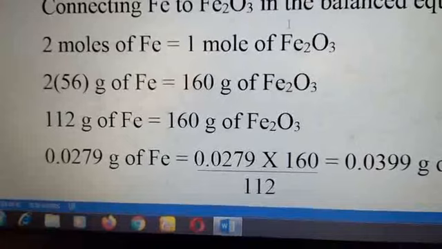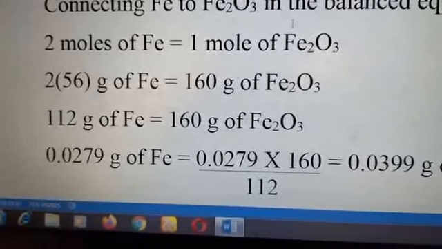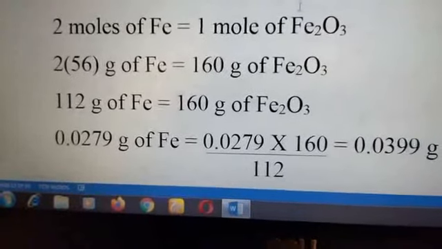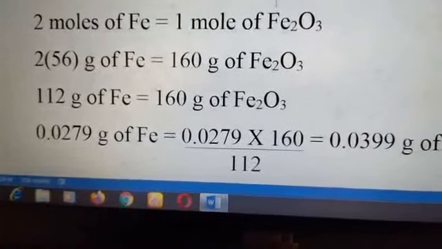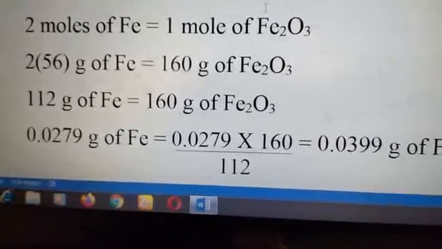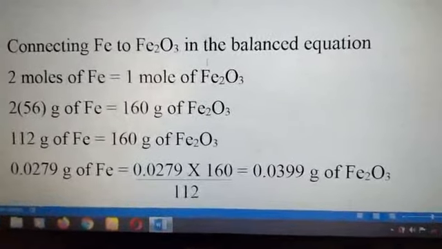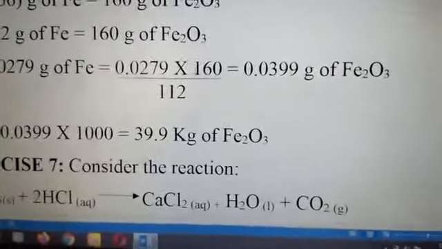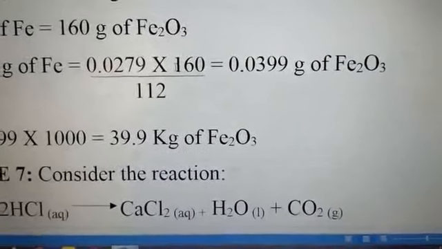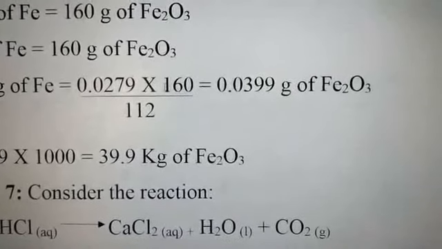Therefore, 0.0279 grams, that is the mass of iron in the equation, will now be equivalent to 0.0279 times 160 over 112, and that will give us 0.0399 gram of iron trioxide.